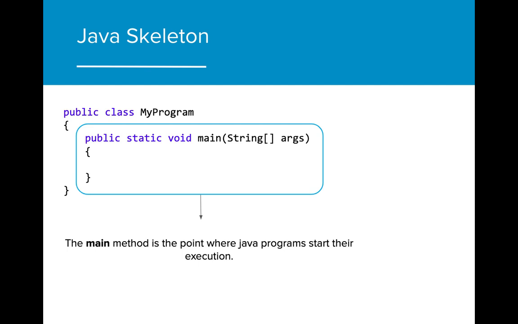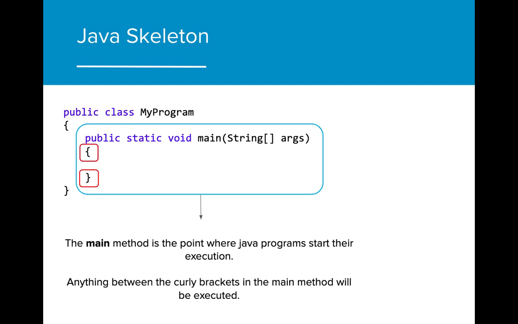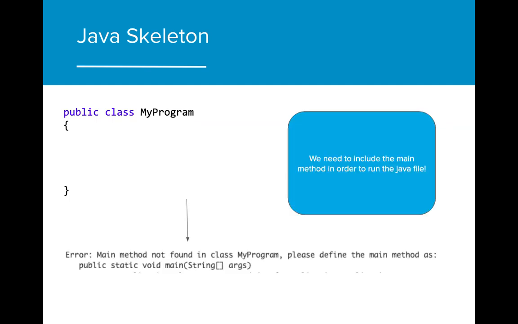The main method is the point from which most Java programs start their execution. The main method will read any code that is written between the curly brackets and execute that code as written. If the main method is not included in the class, the system will throw an error, indicating that the main method needs to be included in order for the program to run.